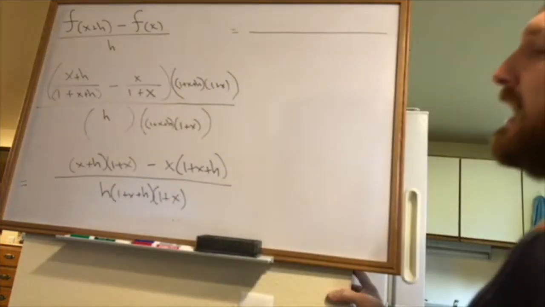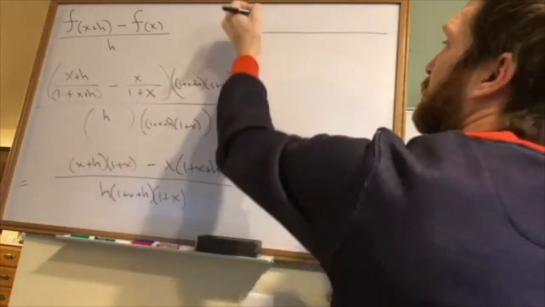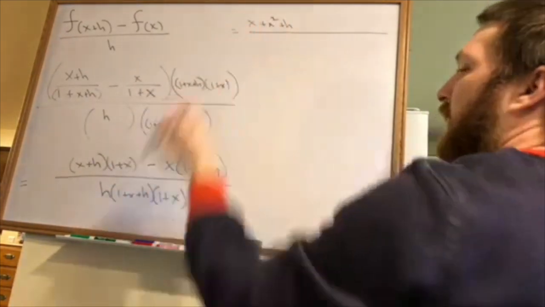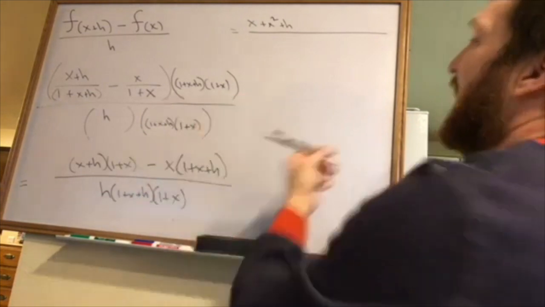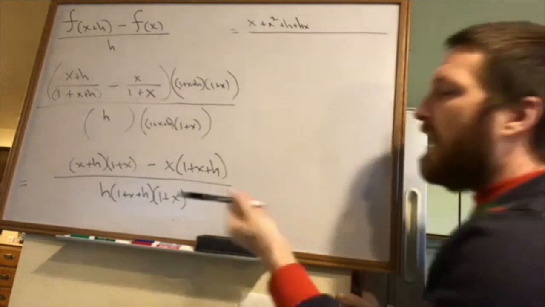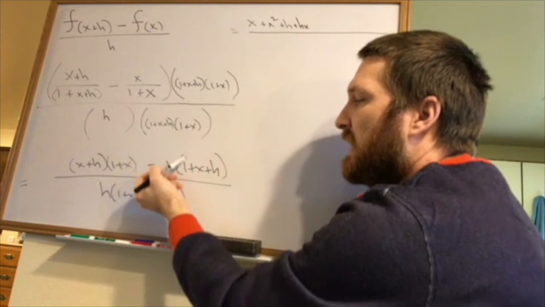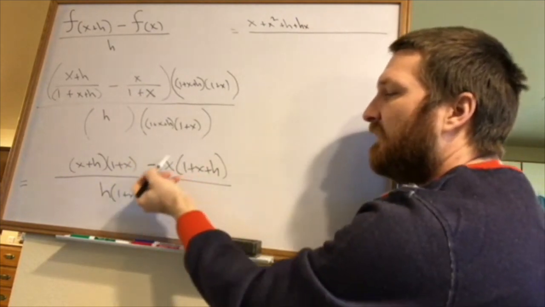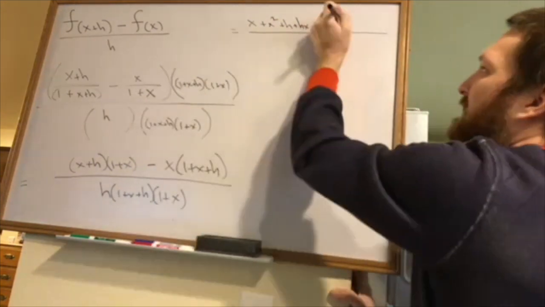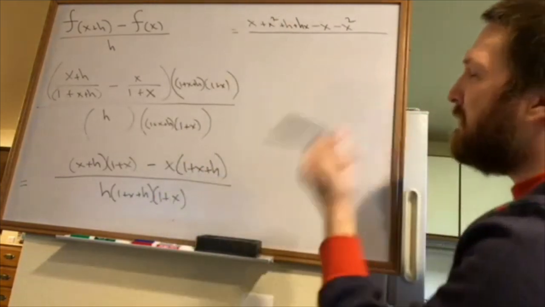First, outer, inner, last gives me x. Outer gives me x squared. Inner is just 1h. The last is hx, so plus hx. Now I'm going to write this guy by taking a negative x and distributing it into each one of these. The negative x times 1 gives me minus x. Negative x times x gives me minus x squared. The negative x times h gives me minus hx.